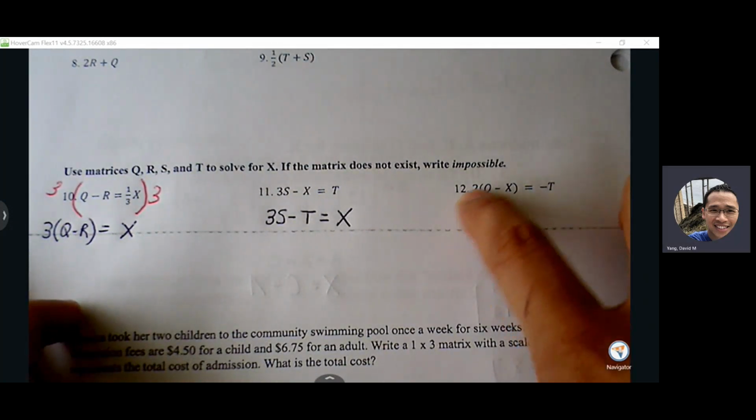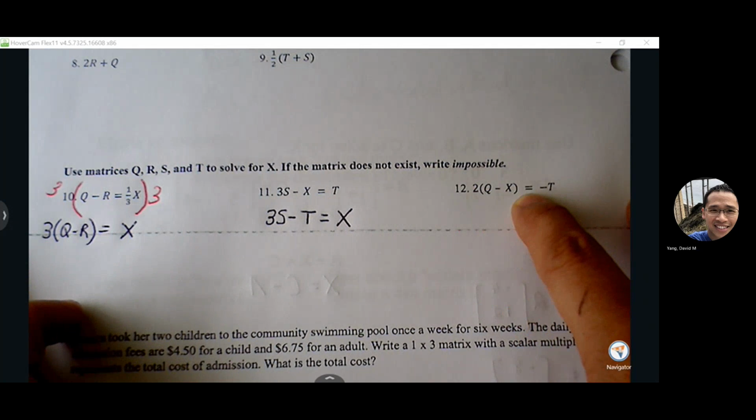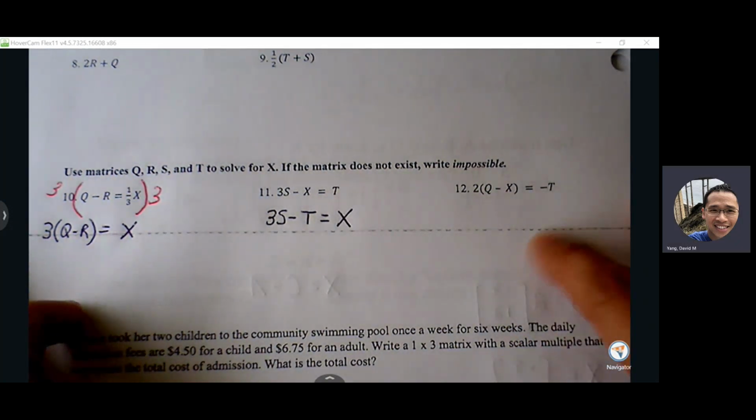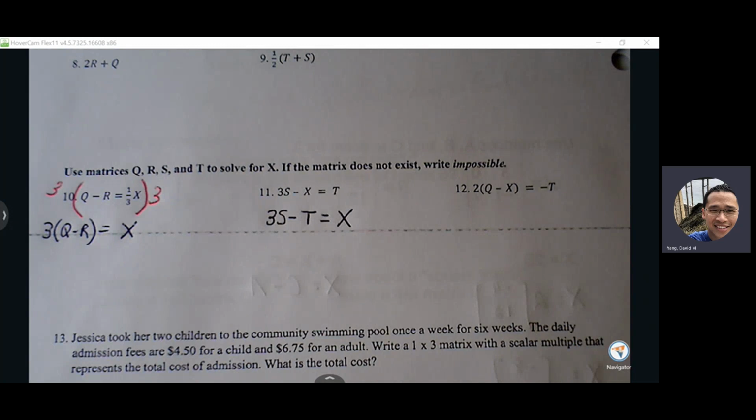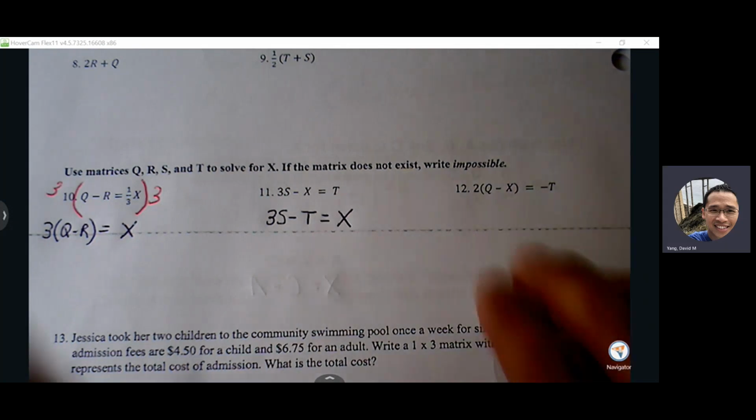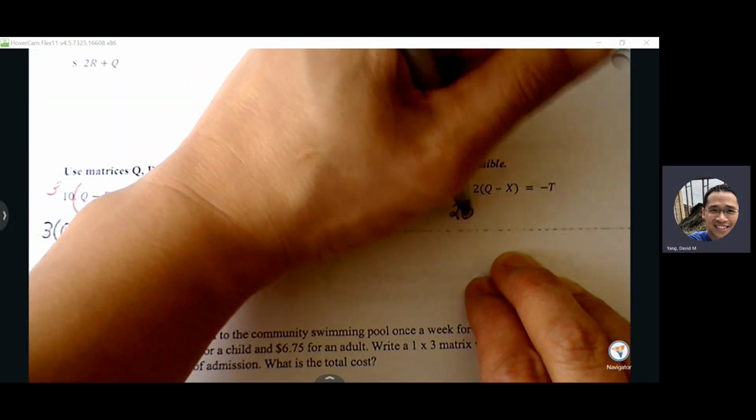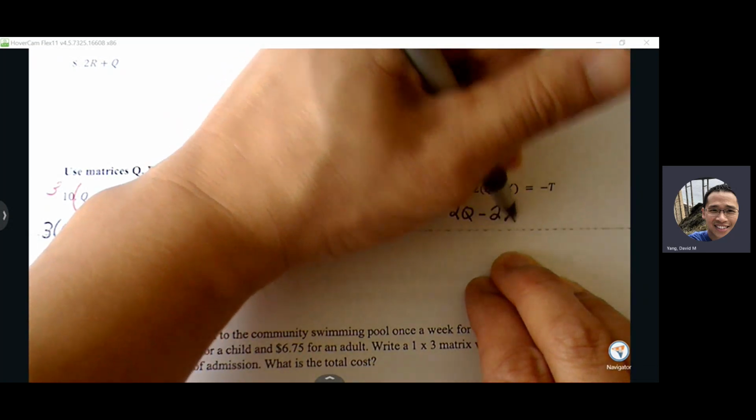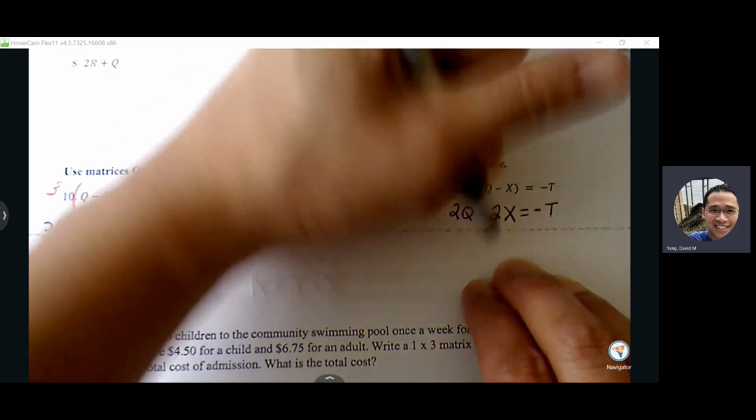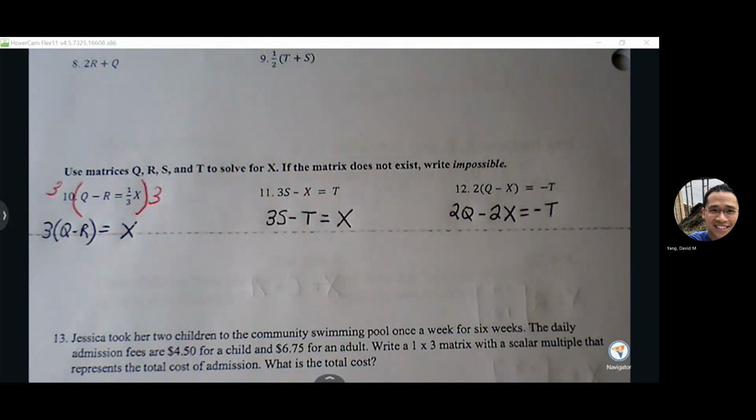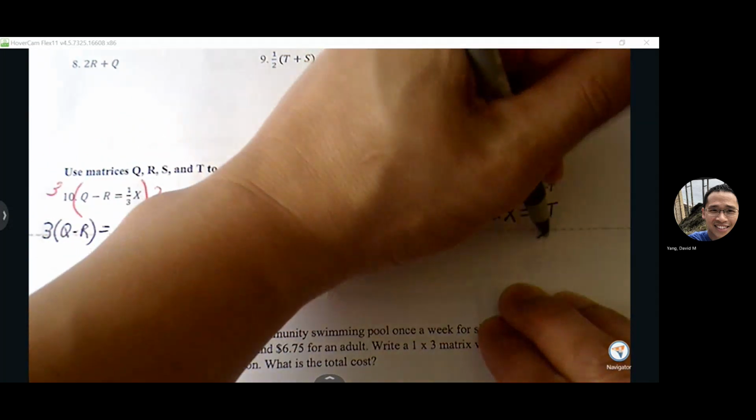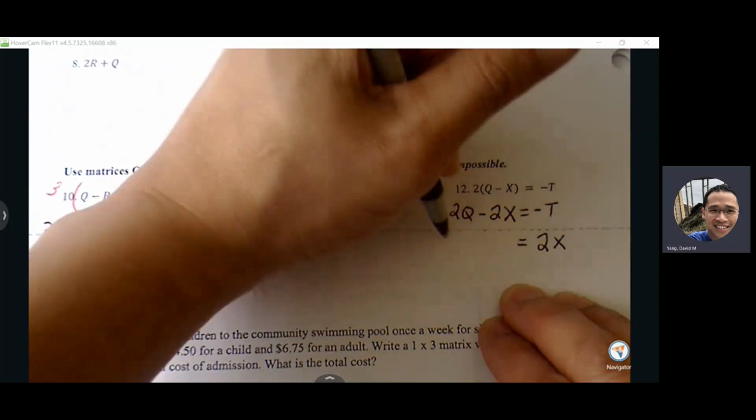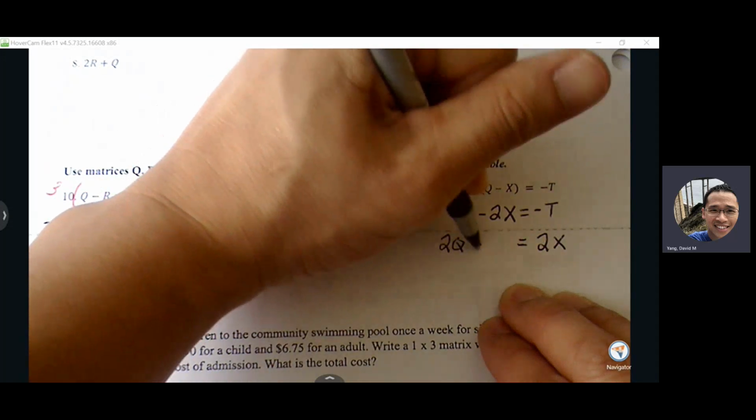Okay. Number 12, I would distribute the 2 through, and then you can just subtract and divide the rest over. So actually, you can do multiple things here. You can maybe multiply by 1/2 if you want. Up to you. So if you want to do 2q minus 2x equals negative t. Let me just make everything positive here. 2q plus t.